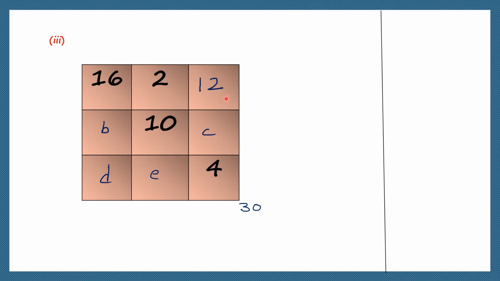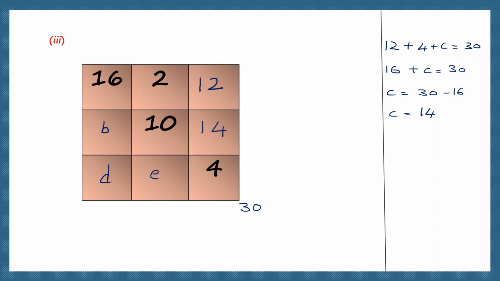That means 12 plus C plus 4 should add up to 30. So let's do that. 12 plus 4 plus C will add up to 30. So 12 plus 4 is 16. 16 plus C is 30. So C is equal to 30 minus 16. 30 minus 16 is 14. So we have found the value of C. C is 14. So let's write that.